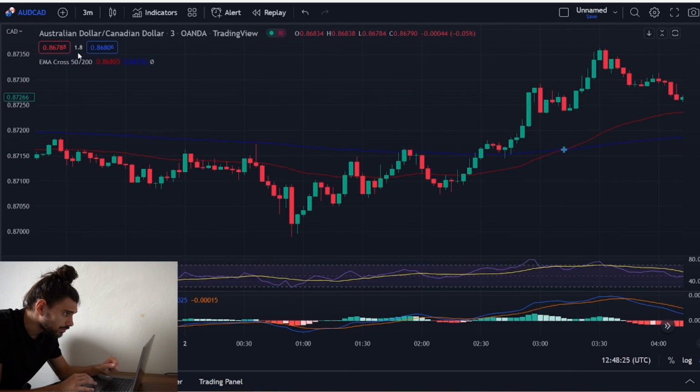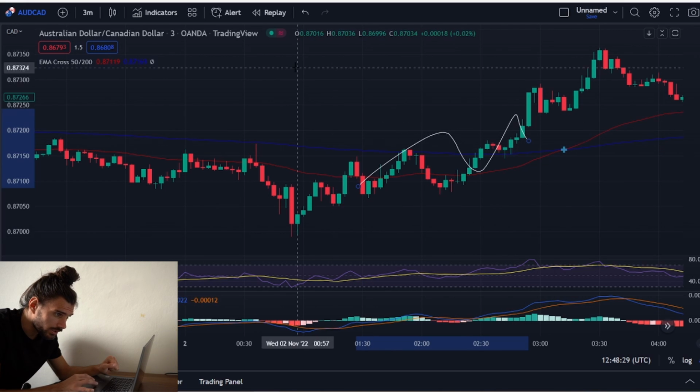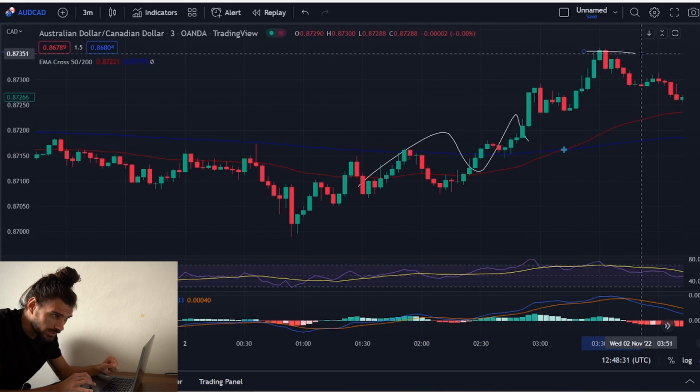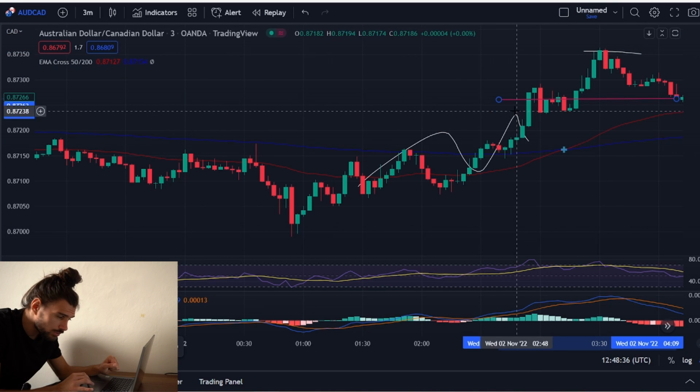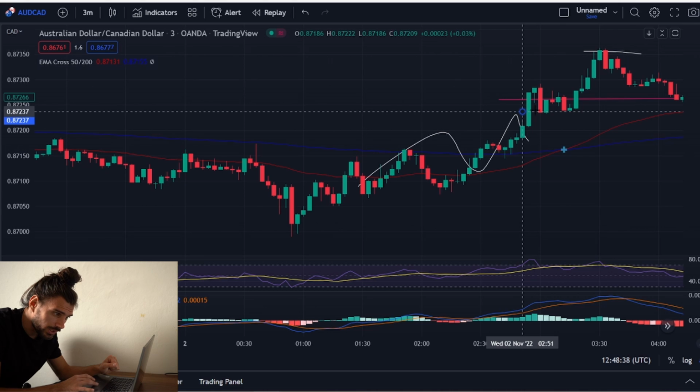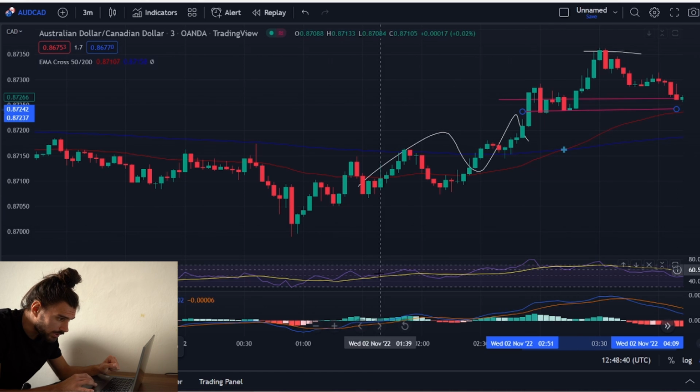So here now is the Australian Canadian dollar, and at the same time here we have a bullish flag breaking. So at the current moment this is my highest point. So this here is my left shoulder, my highest low. So I want this structure to be broken and then looking for shorts. So let's see what happens now.